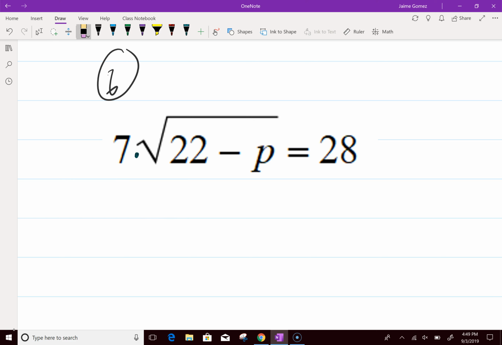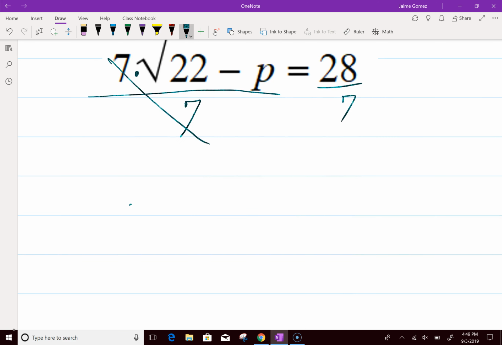But is there something in the front? Yeah, there's a 7. How do you get rid of the 7? Well, since it's being multiplied, divide everything by 7. So these will cancel. And you're left with the square root of 22 minus p is equal to 4. Now there's nothing in the front, there's nothing after.